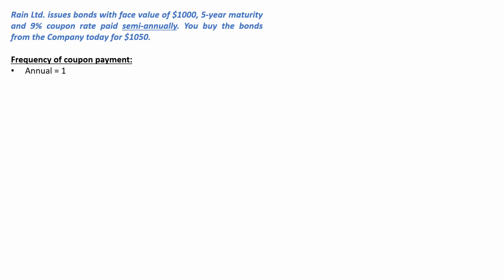You buy the bond from the company today for $1,050. So this bond is trading at a premium. Now over here, we are going to learn a new thing which is known as a frequency. Now frequency of the coupon payment.